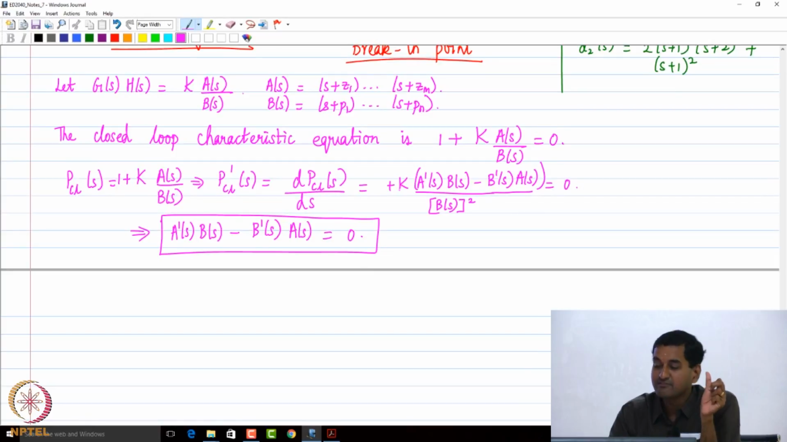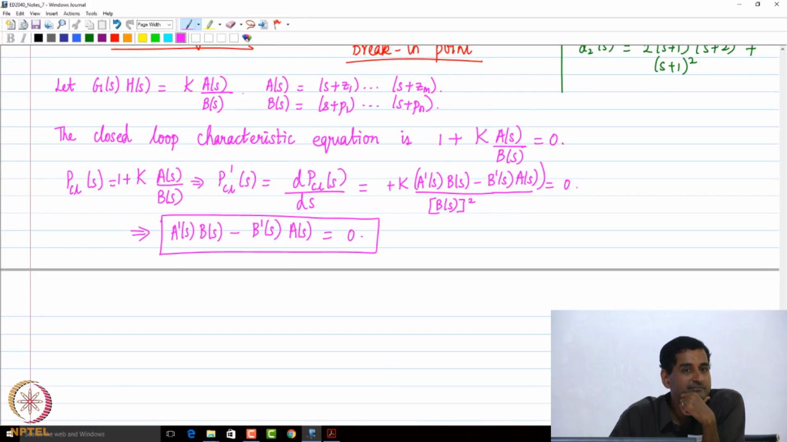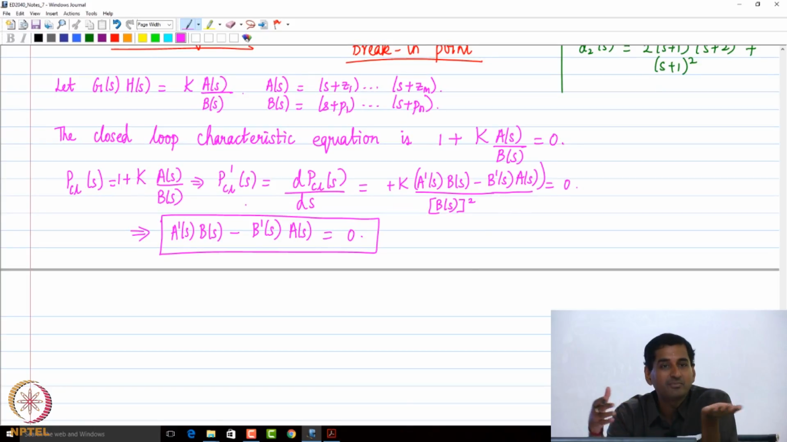Okay, let me repeat that. We cannot have k to be 0, first of all, right? From this equation, there are three terms, right? k, what is within the parenthesis, and b of s. If b of s tends to infinity also, this can be 0, but why can I not have b of s tending to infinity? What is b of s? It's s plus p1 all the way till s plus pn. When do you think that will tend to infinity? s tends to infinity, but we are looking for breakaway, break-in points on the real axis which are finite, so we eliminate that possibility, right? So what is the only possibility? The term within the parenthesis being 0.